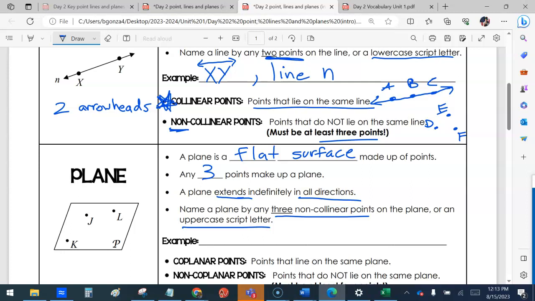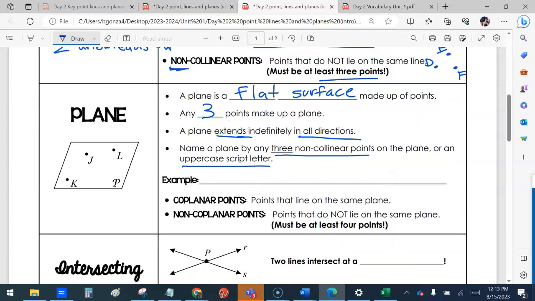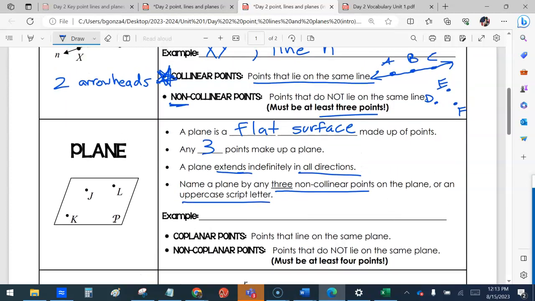Next up, where were we? Oh yeah, so again, 3 non-collinear points. So what are 3 points that are not in a straight line here? What do you think? What are the 3 points you see on this plane? Okay, K, J, and L, they're not in a straight line, but they are points with a dot. So go ahead and put plane JKL.